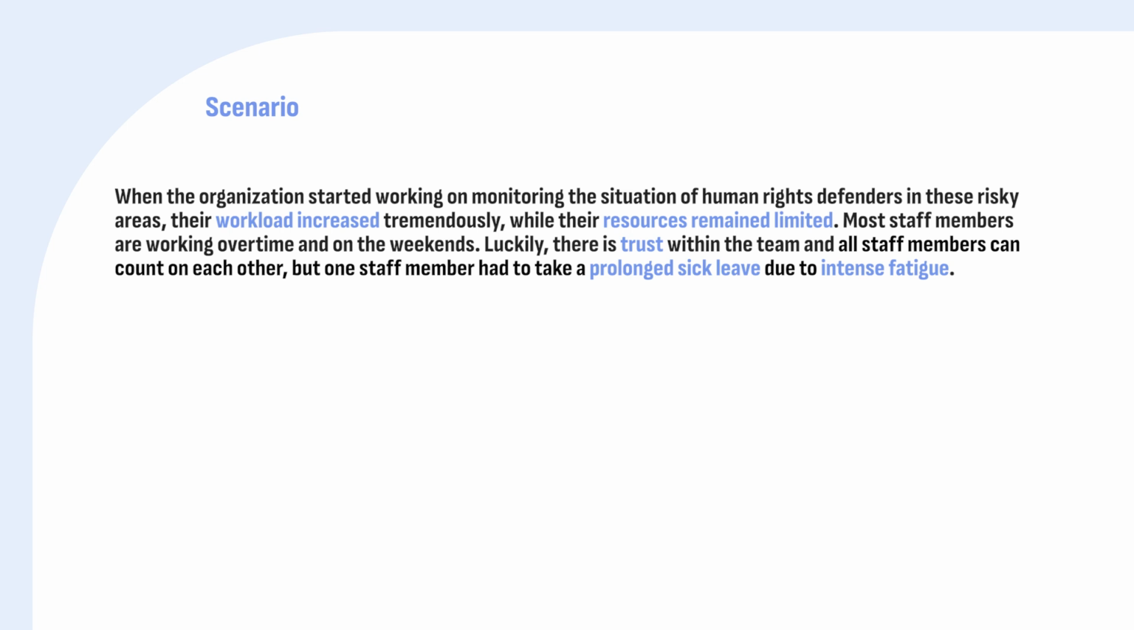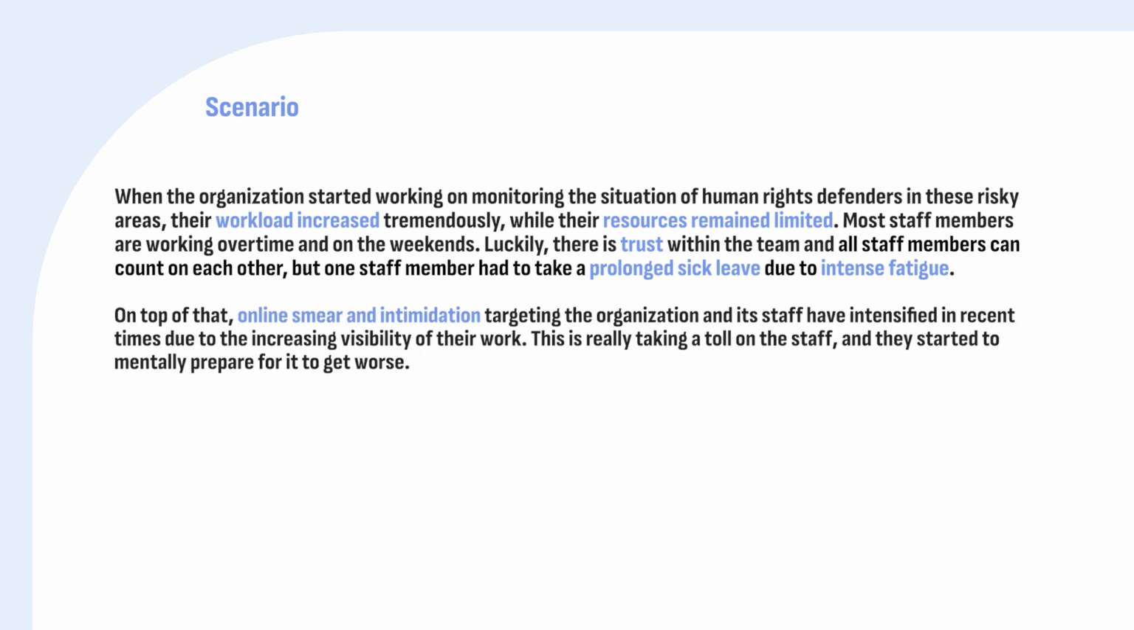Luckily, there is trust within the team and all staff members can count on each other. But one staff member had to take a prolonged sick leave due to intense fatigue. On top of that, online smear and intimidation targeting the organization and its staff have intensified in recent times due to the increasing visibility of their work. This is really taking a toll on the staff, and they started to mentally prepare for it to get worse.